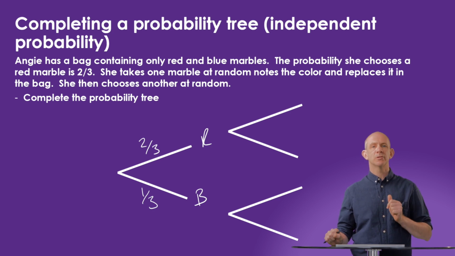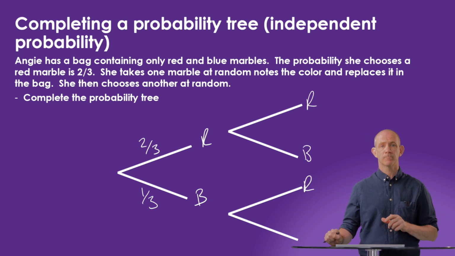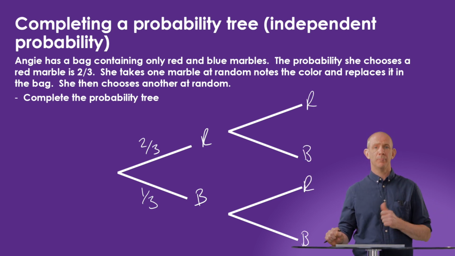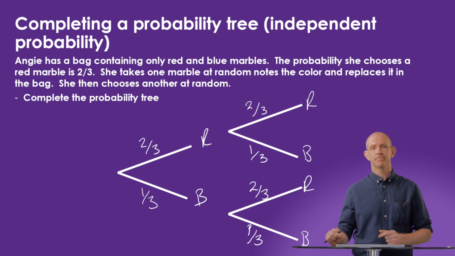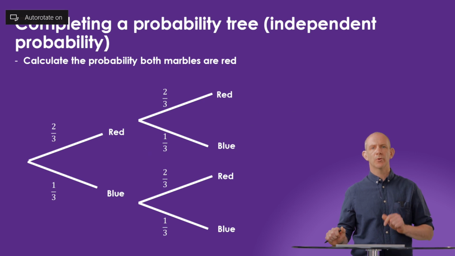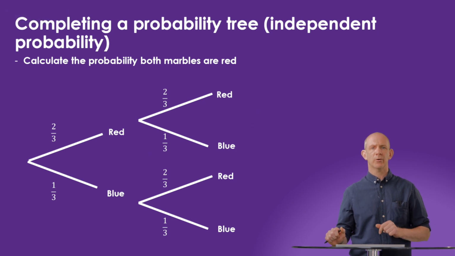It's now very important to recognise that in the question it was stated that after she chooses the marble it is returned to the bag. So therefore the probabilities won't change for the second choice. So we can write red and blue at the end of those branches, and the probabilities will stay the same as the first choice, 2 over 3 for red and 1 over 3 for blue. We can write those in here. We've now completed the probability tree and can look to calculate the probabilities requested.